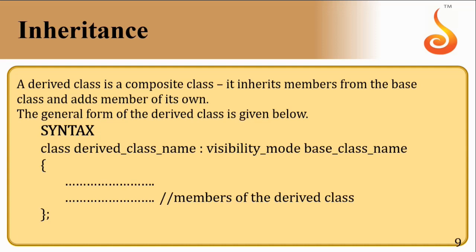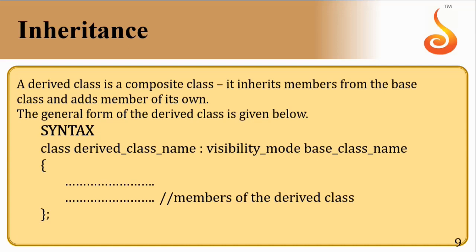It can be either public, private or protected. If you don't specify anything, the default is private. There are 3 visibility modes: private, public and protected. If I don't specify any, then it is private. Otherwise, you have to specify explicitly which visibility mode you need, and then the base class name, that is, the class from which you are creating the new class. So the base class should already be there, otherwise you cannot create this.